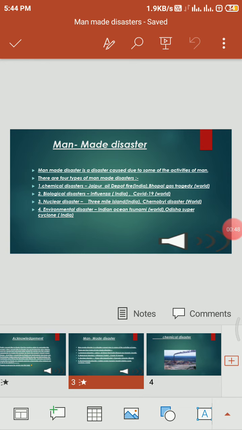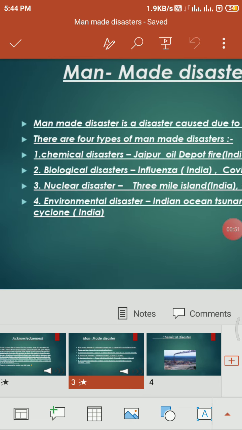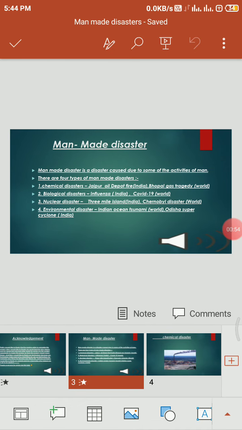There are four types of man-made disaster: chemical disaster, biological disaster, nuclear disaster, and environmental disaster. Examples of chemical disaster are the Jaipur oil depot fire and the Bhopal gas tragedy, which is considered the worst chemical disaster in the country. Biological disasters include influenza and the latest one, COVID-19. Nuclear disasters include Three Mile Island and the Chernobyl disaster. Environmental disasters include the Indian Ocean tsunami and the Odisha super cyclone. Then we will proceed to picture graphics.